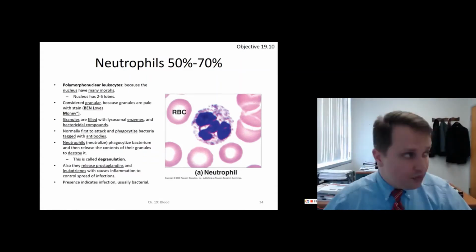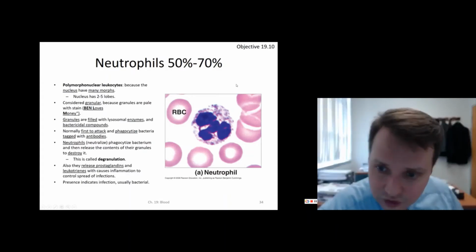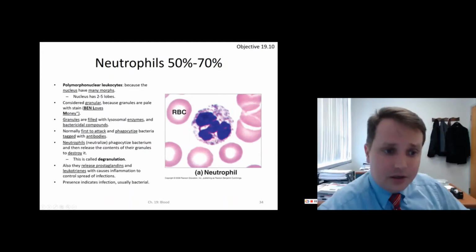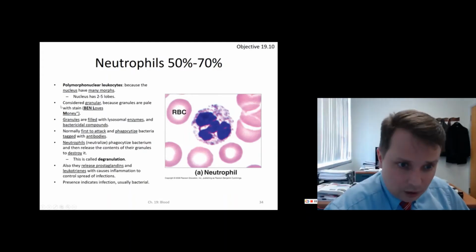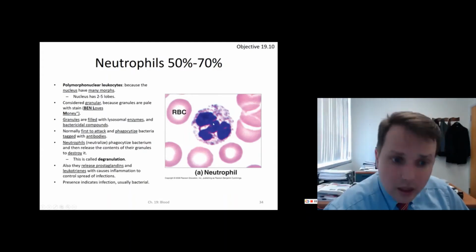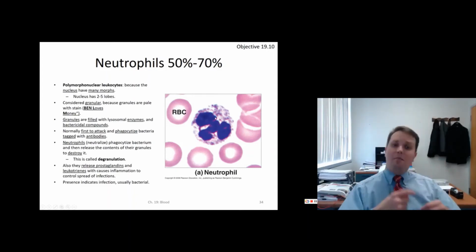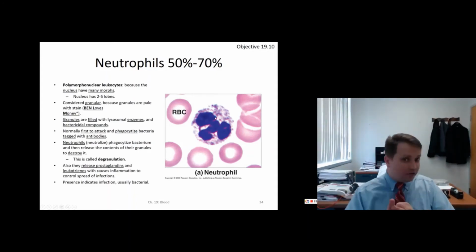They are granular. Here's the granules. You can see their little granules all scattered around. They are granular, so they're granular. These granules have lysosomal enzymes. Some of them are lysosomal enzymes. Those are carbohydratases, lipases, nucleases, proteases, and acids. Also other bactericidal compounds. We're going to talk about some of those in the immune system.